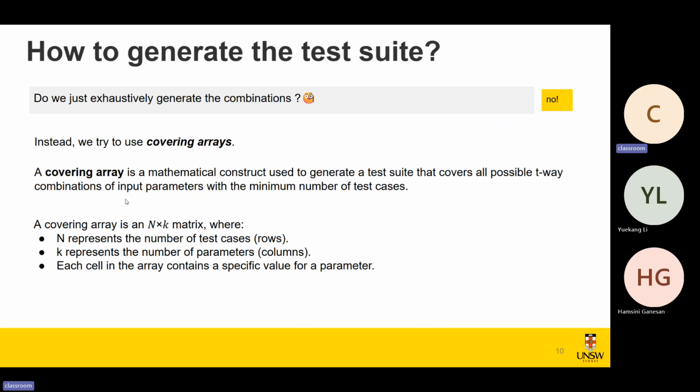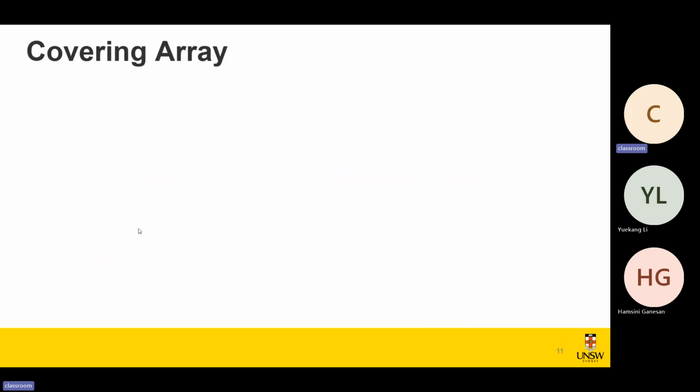If we define it mathematically, it is an N times k matrix. N represents the number of test cases, so each row in this covering array is a test case. Each column is a parameter, and each cell of this matrix is a specific value of that parameter. This is the mathematical definition of a covering array.